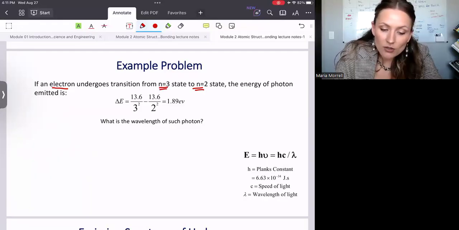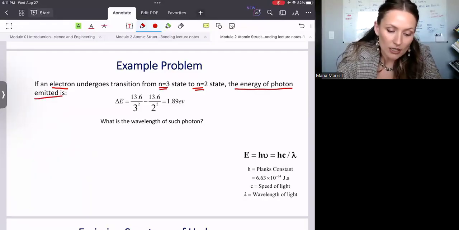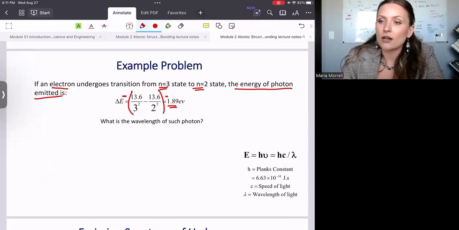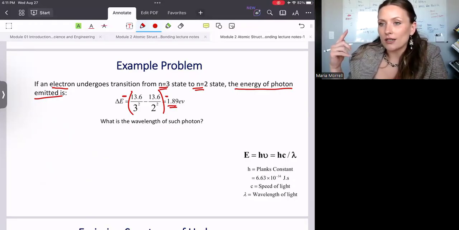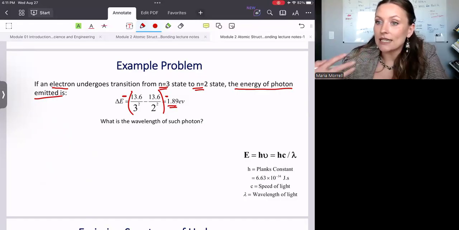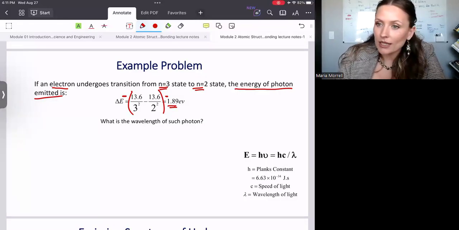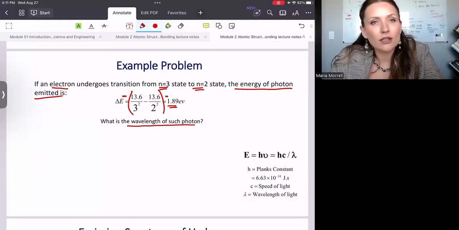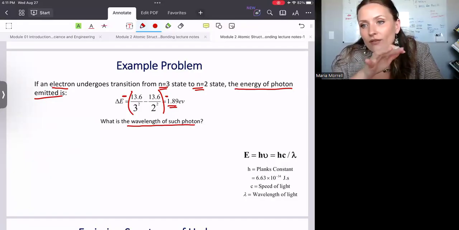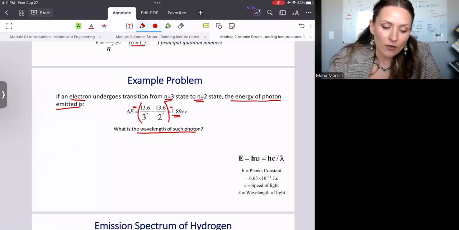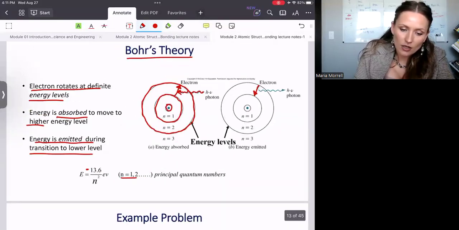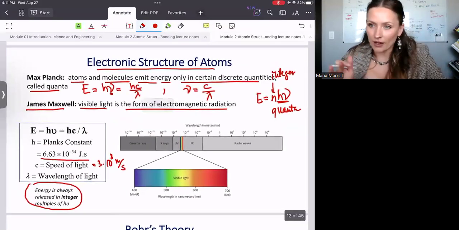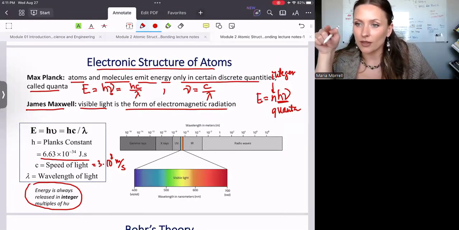If we do the math, the energy of the photon emitted is going to be this. The minus sign is forgotten here, so I have to put it in. This minus signifies the fact that the energy is released, it is emitted. And it is 1.89 electron volt, and this is what we can measure. But the question is, what is the wavelength of such a photon? The reason I'm asking is that we are about to find out that the wavelength of that photon is going to be somewhere in the visible light.